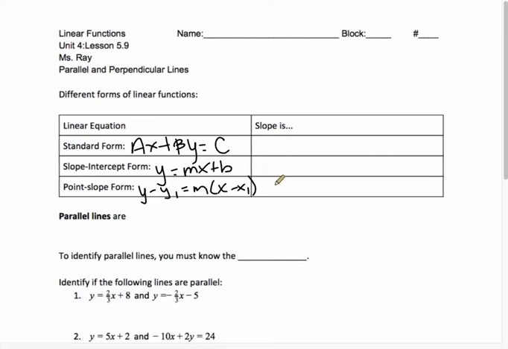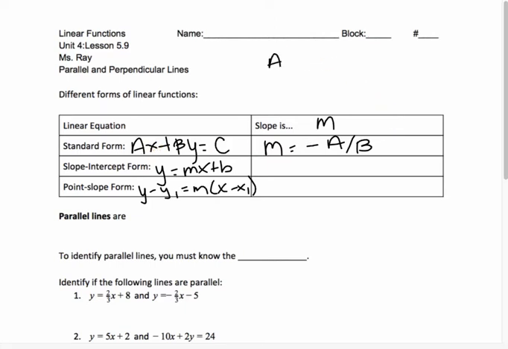Now within each of these equations, we want to talk about what the slope is. If I have an equation in standard form, the slope, which is m, is going to be negative a over b. Negative a over b.